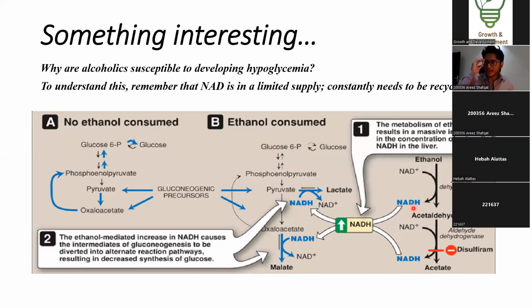And alcoholics are unhealthy, as you know, they don't eat for long periods of time. So their body is carrying out gluconeogenesis. But if they drink a lot of alcohol, this will prevent gluconeogenesis. So they will get hypoglycemia. Does this make sense?